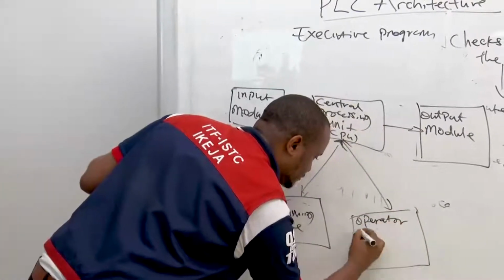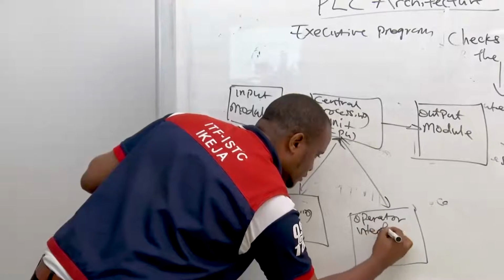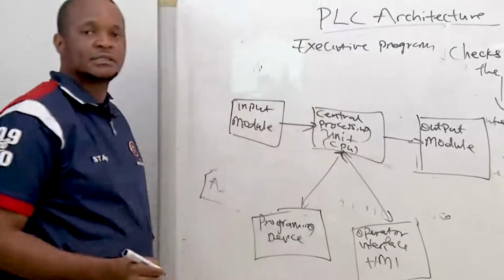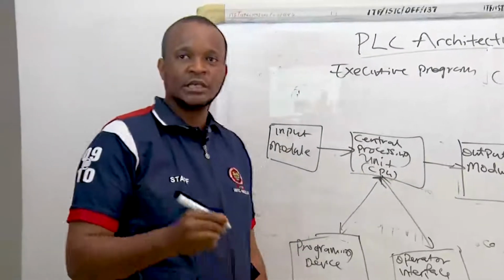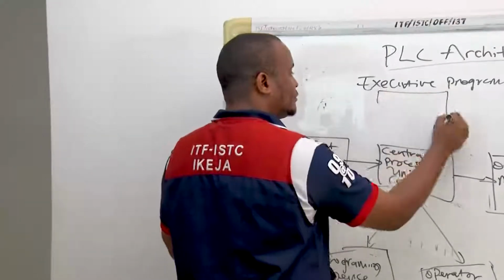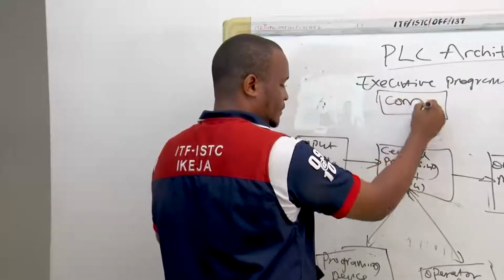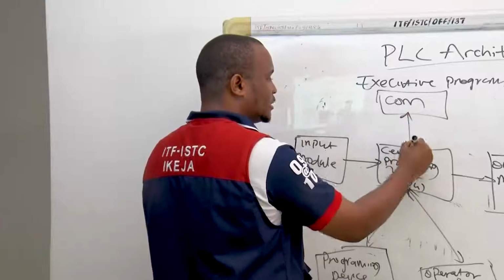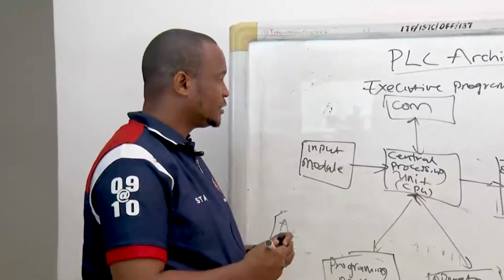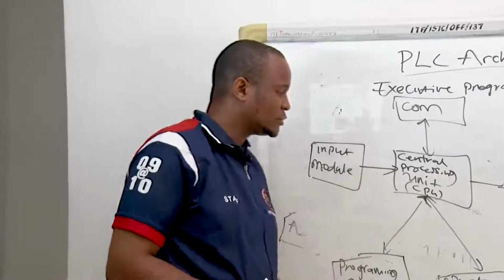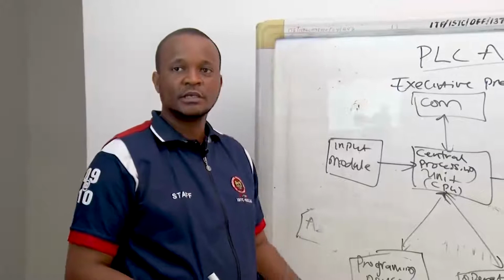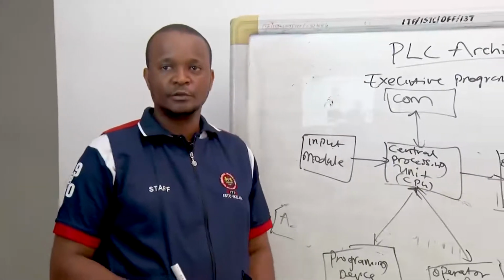An operator interface could be an HMI. HMI means human machine interface. Okay? And you can also have communication, where it can communicate with other devices, probably by way of networking with other devices. So this is basically the major components of a PLC.